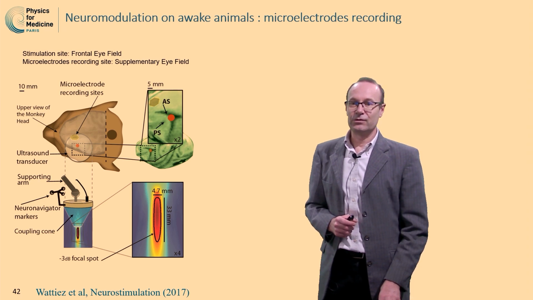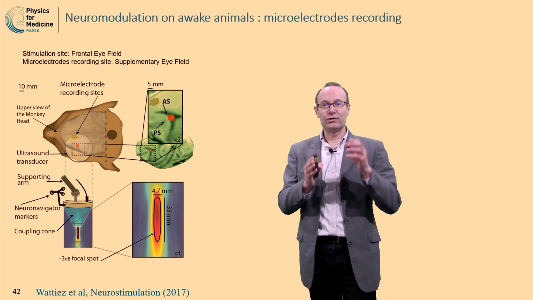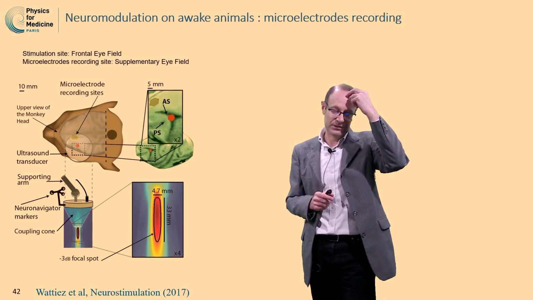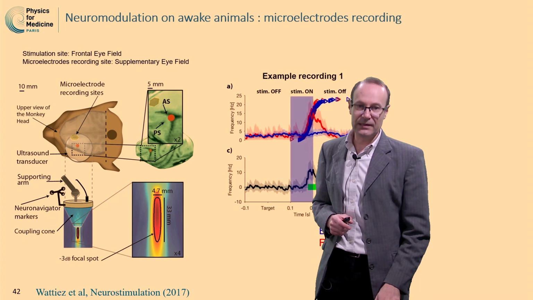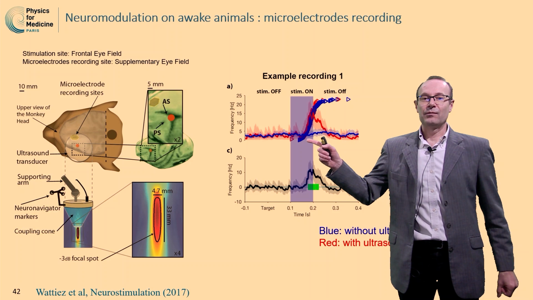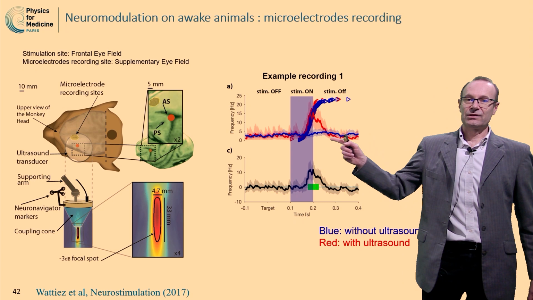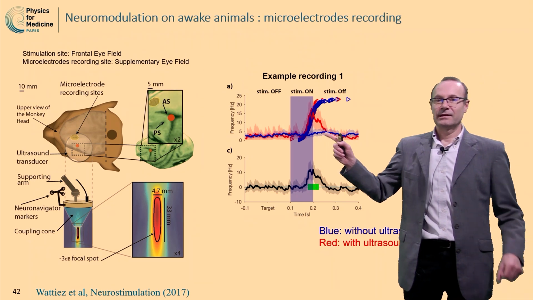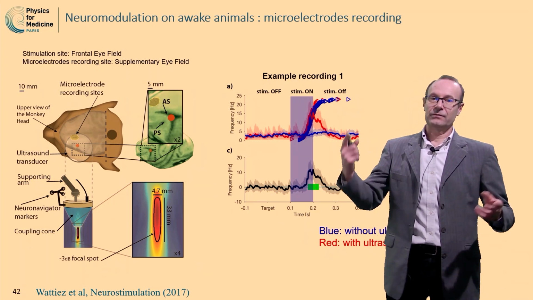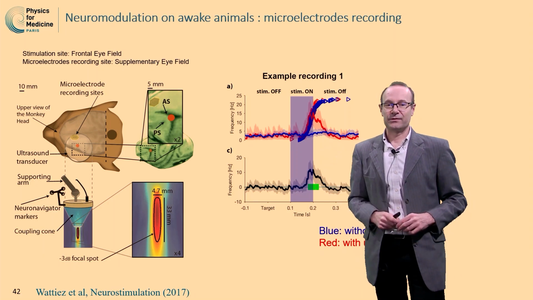So this time we would again sonicate in the frontal eye field, but we would record the activity in the supplementary eye field by implanting microelectrodes. And you see here the activity of one electrode. So you see here blue was without ultrasound. So you see that without ultrasound there was almost no activity. So this neuron was not involved in the task before. But when we use ultrasound to stimulate the frontal eye field, it increases the activity in the supplementary eye field.